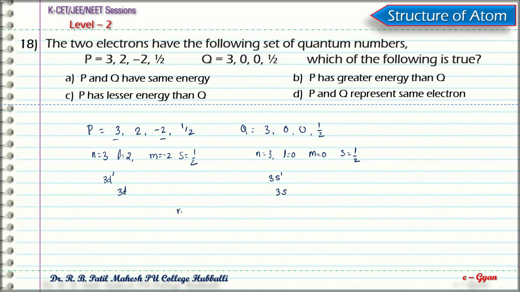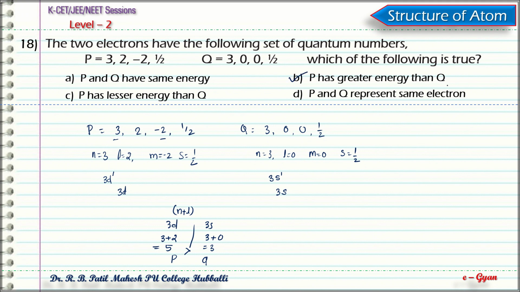Let us calculate the energy of orbitals by using n plus L rule. For 3d orbital and for 3s orbital, n equal to 3 plus L equal to 2 which is equal to 5 for 3d, and for 3s n equal to 3 and L equal to 0 which is equal to 3. That means P is having higher energy compared to Q. The correct option is option B.